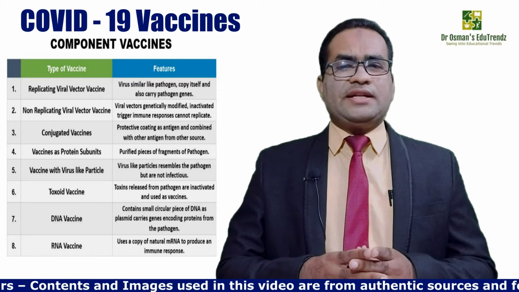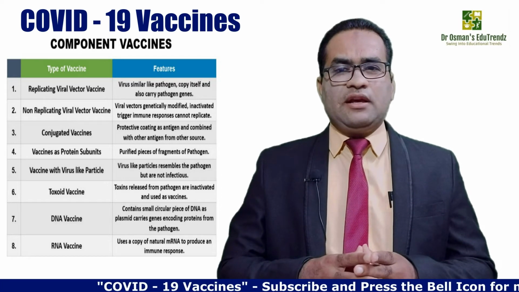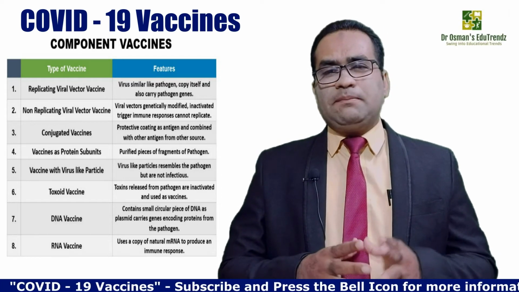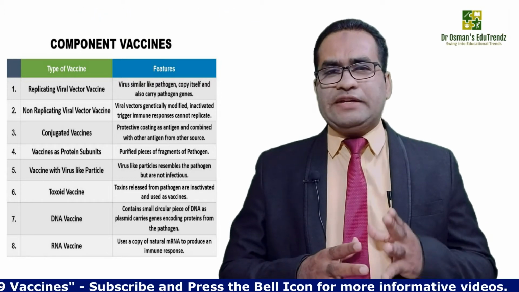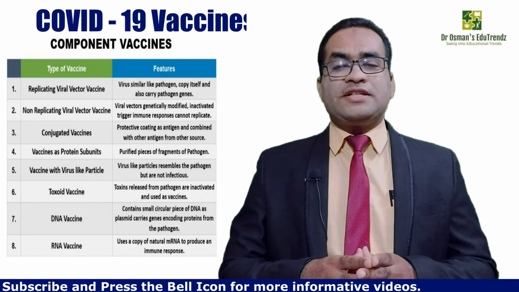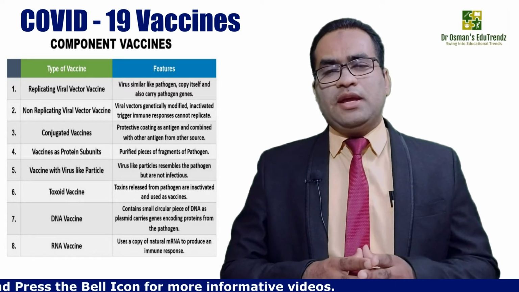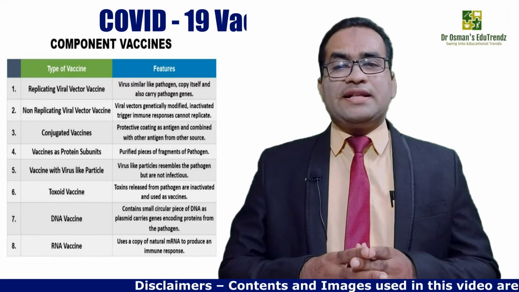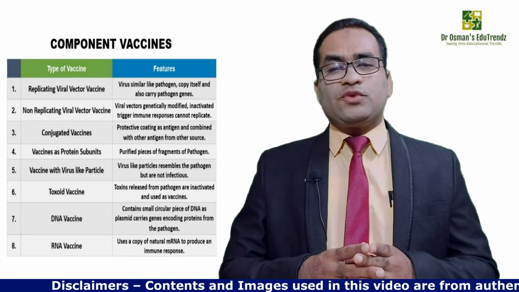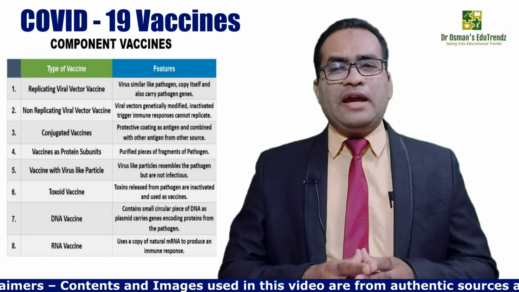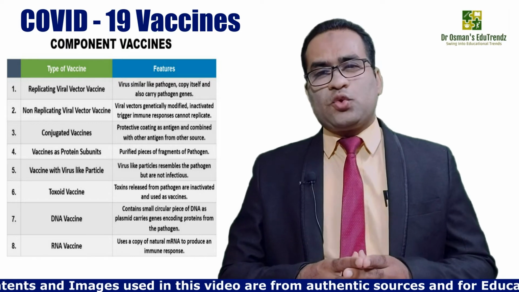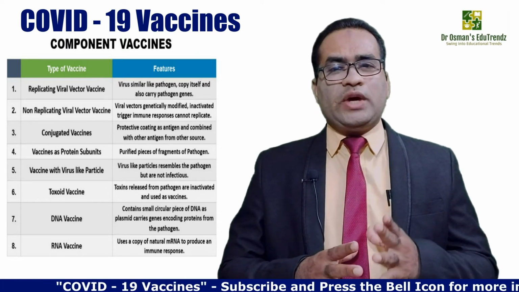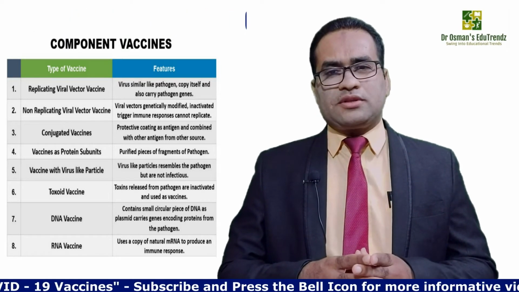The third type in this category is conjugated vaccines. Every disease-causing pathogen has a protective coating which helps it resist the immune system so that it can cause infection. Conjugated vaccines are made by considering the protective coating as a weak antigen and combining it with another antigen from another source as a carrier to activate the immune response.